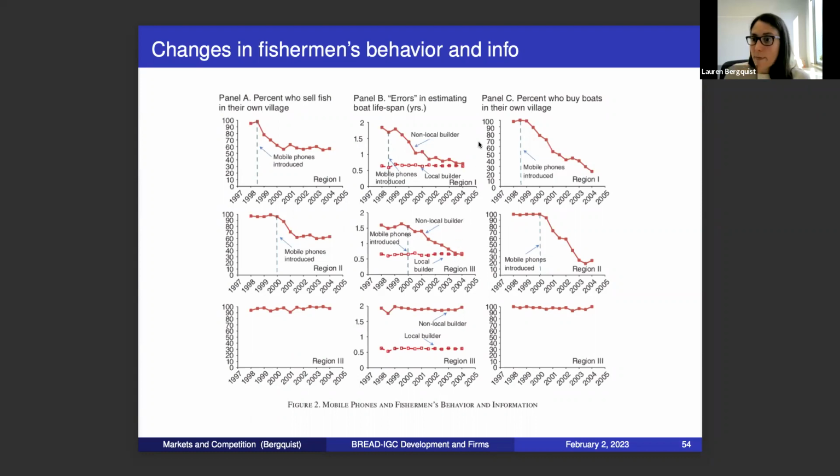What does that do to where they buy their boats? Okay. So again, basically 100% in the control group are always buying locally, buying in their own village. What happens when cell phones come in? This drops, and drops pretty rapidly, right? So you go from basically 100% buying in their local village to about 20 to 30%. Same thing here for the introduction of cell phones in region 2. So this is the first part of the causal chain. You're seeing fishermen getting better information and buying non-locally.